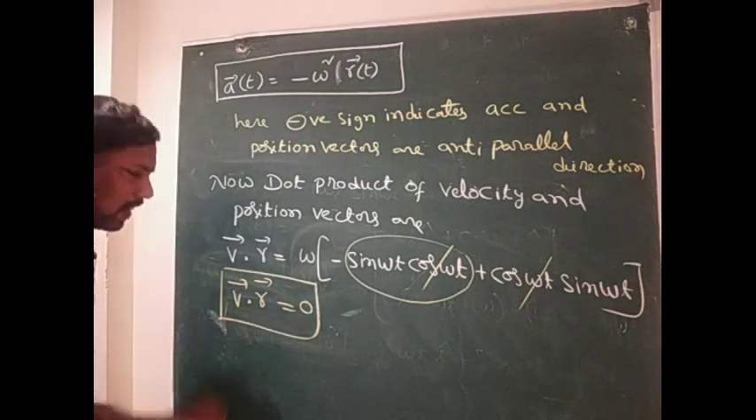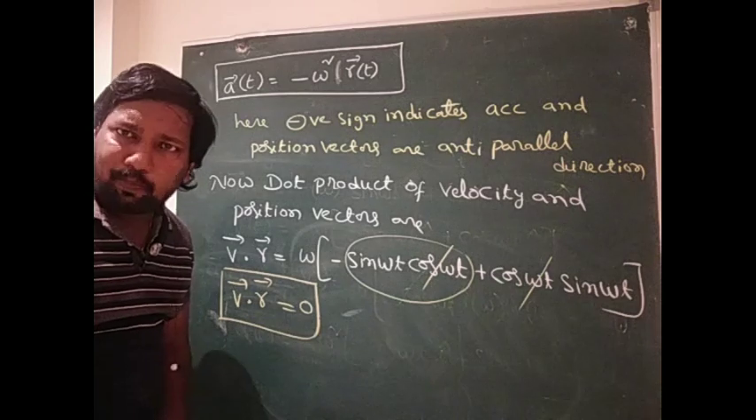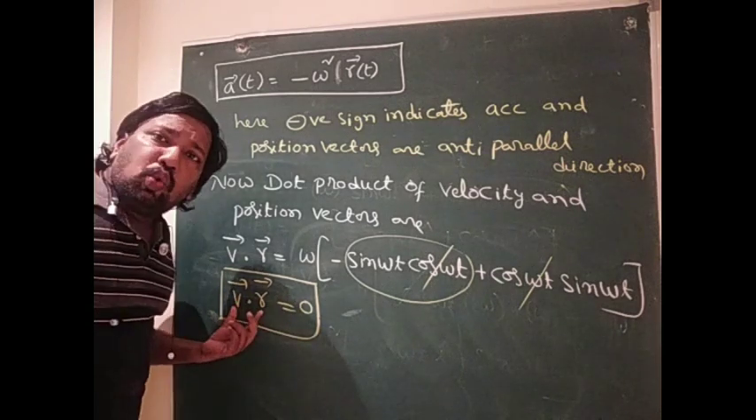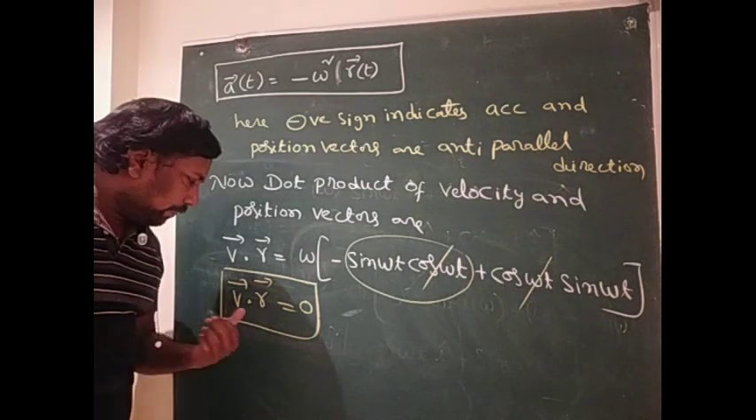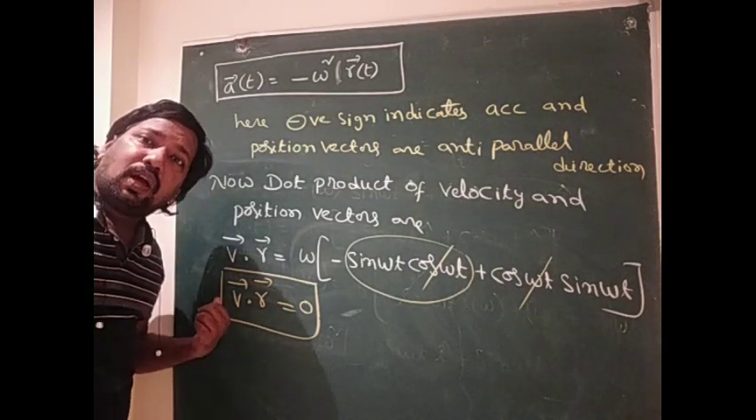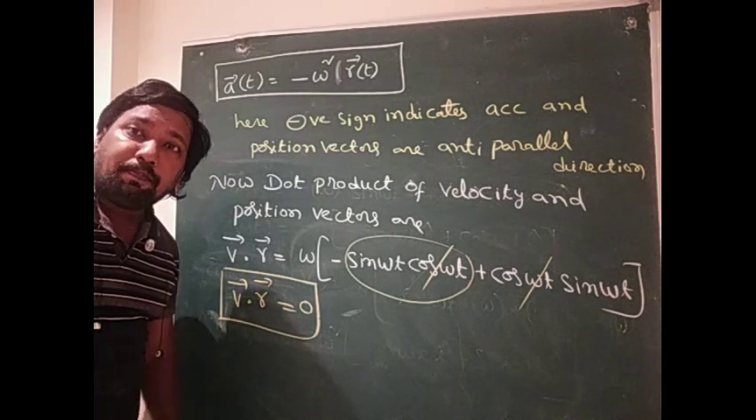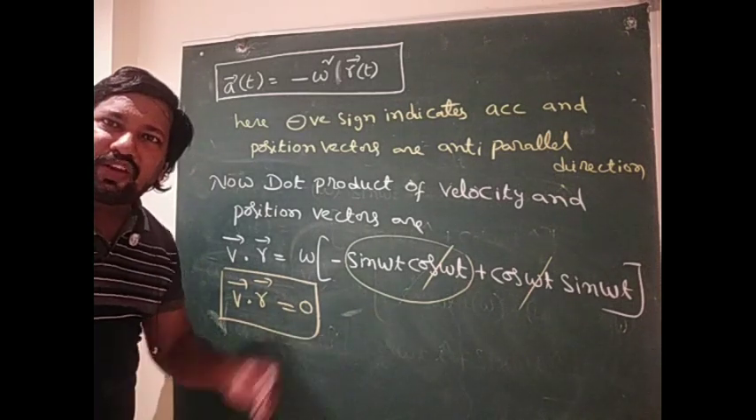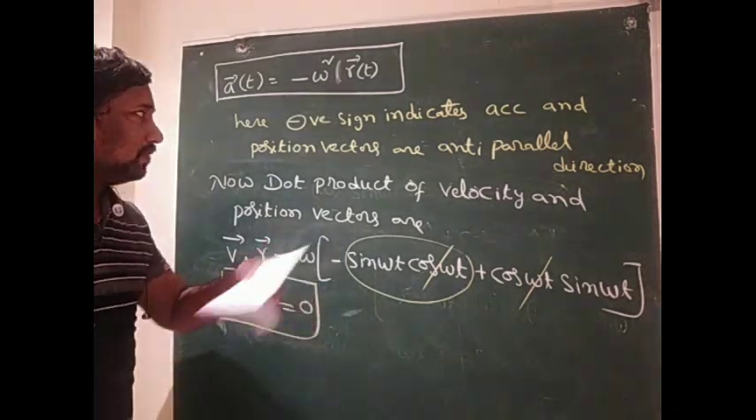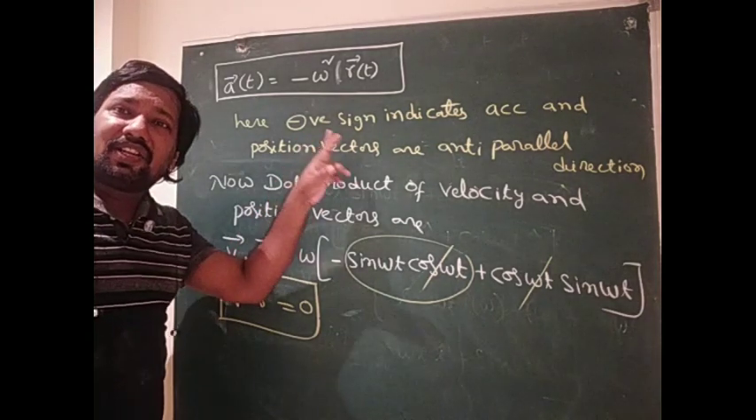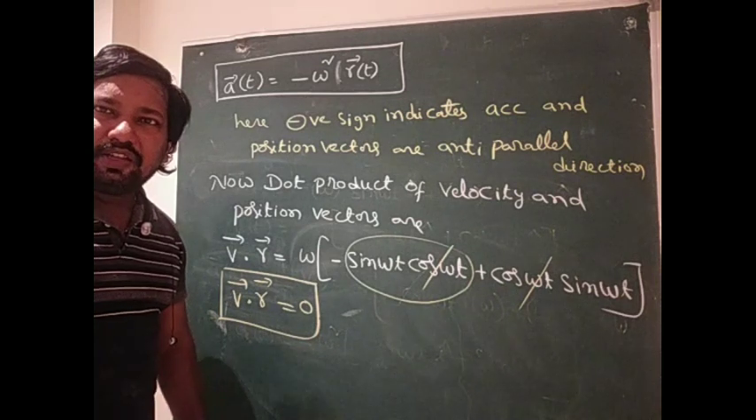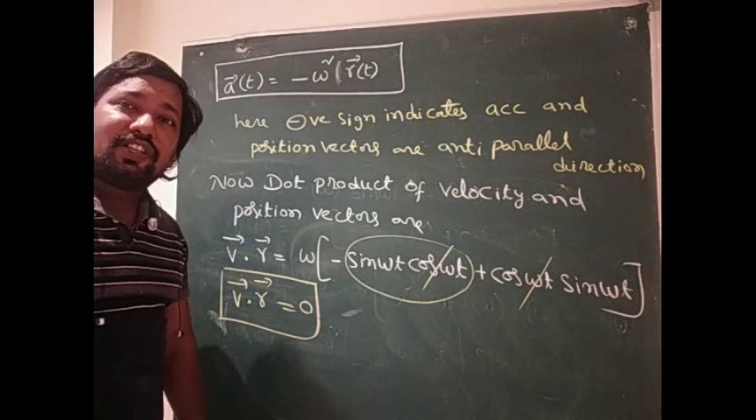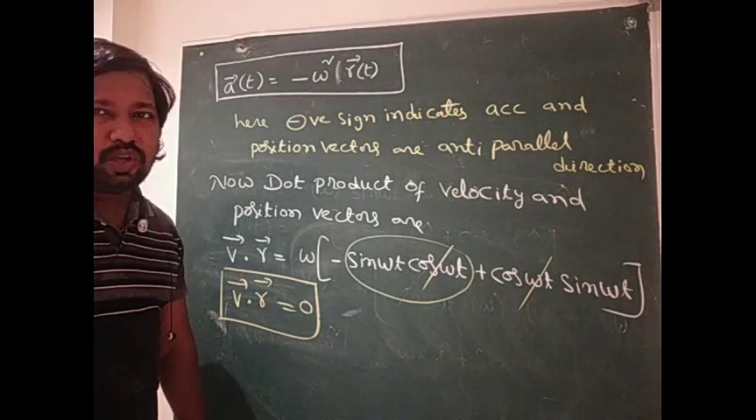We know that according to properties of dot product, the dot product of two perpendicular vectors is equal to 0. So therefore here position vector and velocity vector are perpendicular to each other. So in the same way the acceleration and velocity vectors are perpendicular to each other.